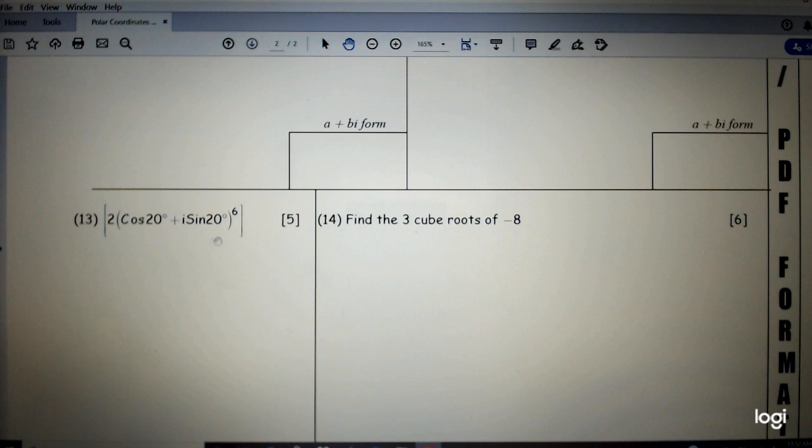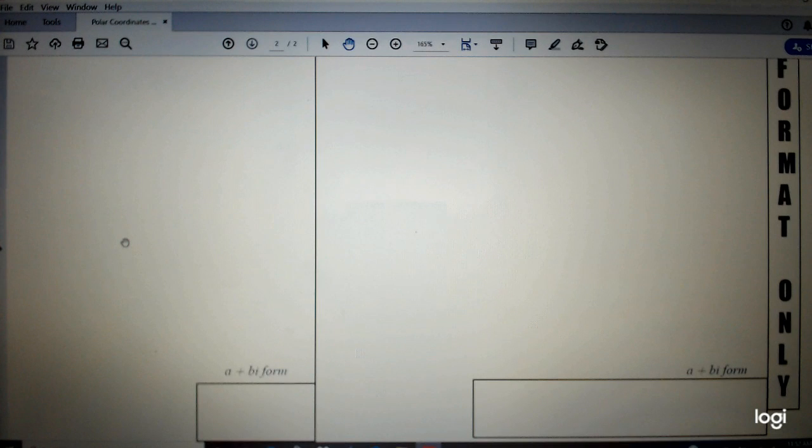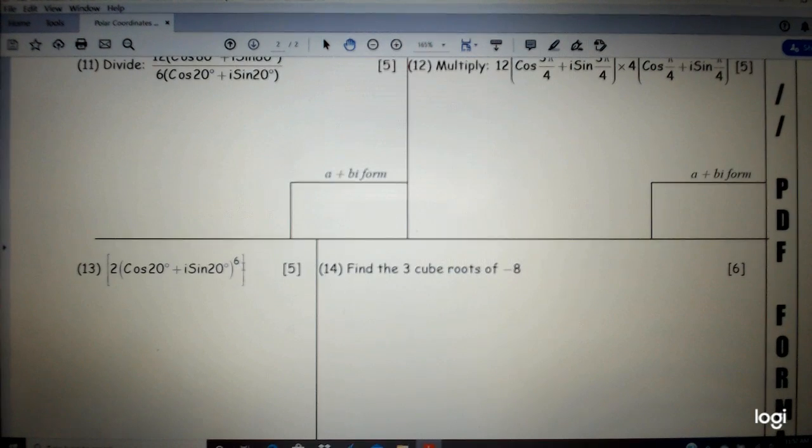13, same type of thing. We're using the power rule, rather. And again, it's going to work out very, very nicely. And down at the bottom, you see the answer is supposed to be in a plus bi form. Just put it in the box.